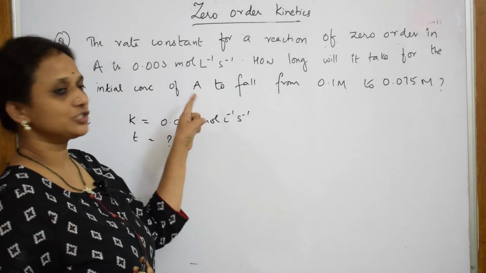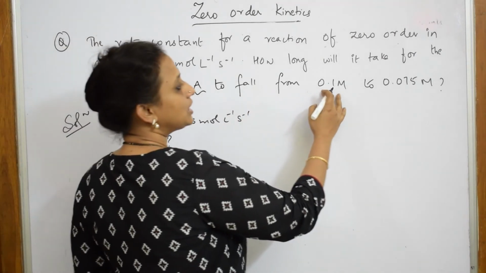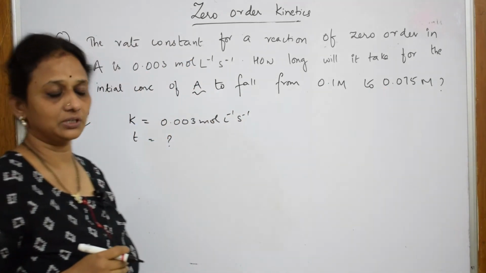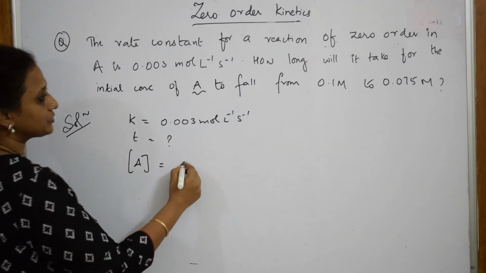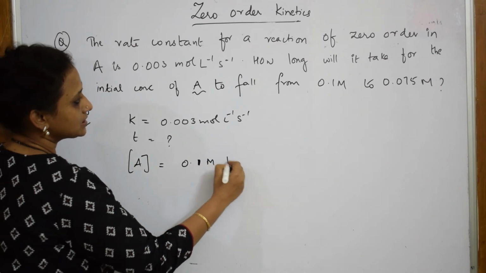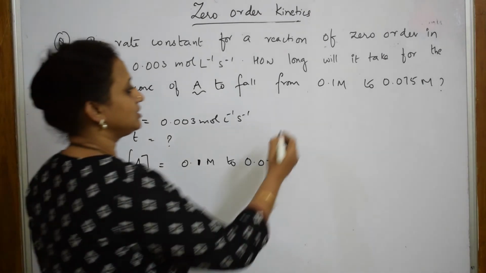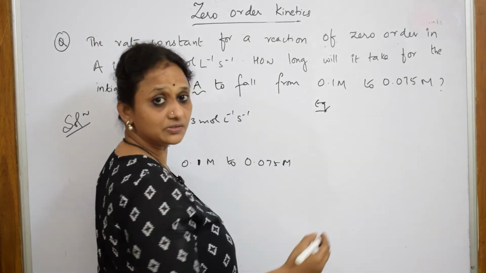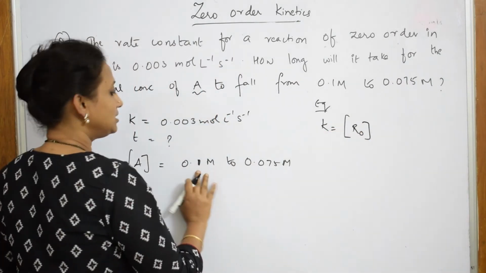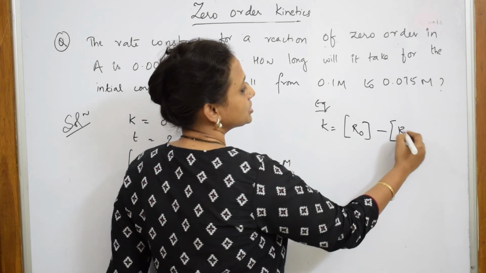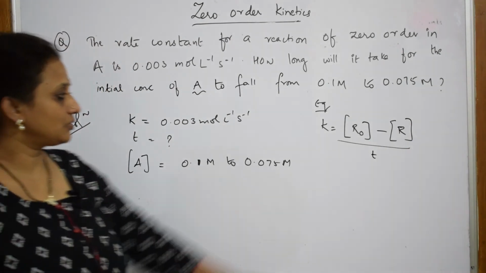For the initial concentration of A, they've given A as a reactant to fall from 0.1 molar to 0.075 molar. So 0.1 molar, they've given the concentration of A, how much? From 0.1 molar, it has gone to 0.075. So simple, nothing to do, just write the equation. What is the equation which we have found out for rate constant of zero order? K is equal to the initial concentration R naught minus the concentration of the final reactant, divided by time, isn't it? So what should I find out now? I have to find out the time.